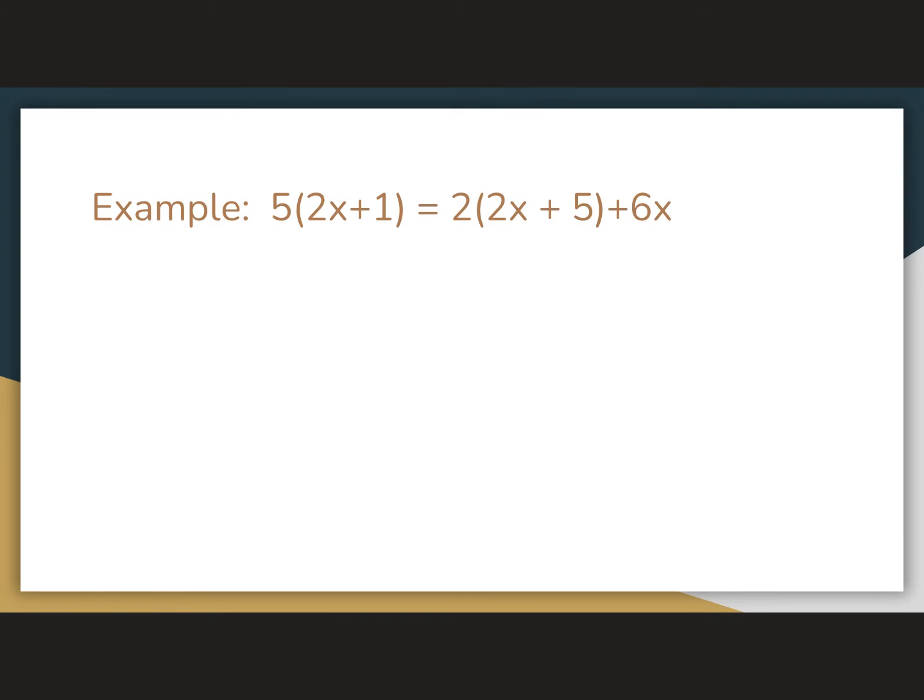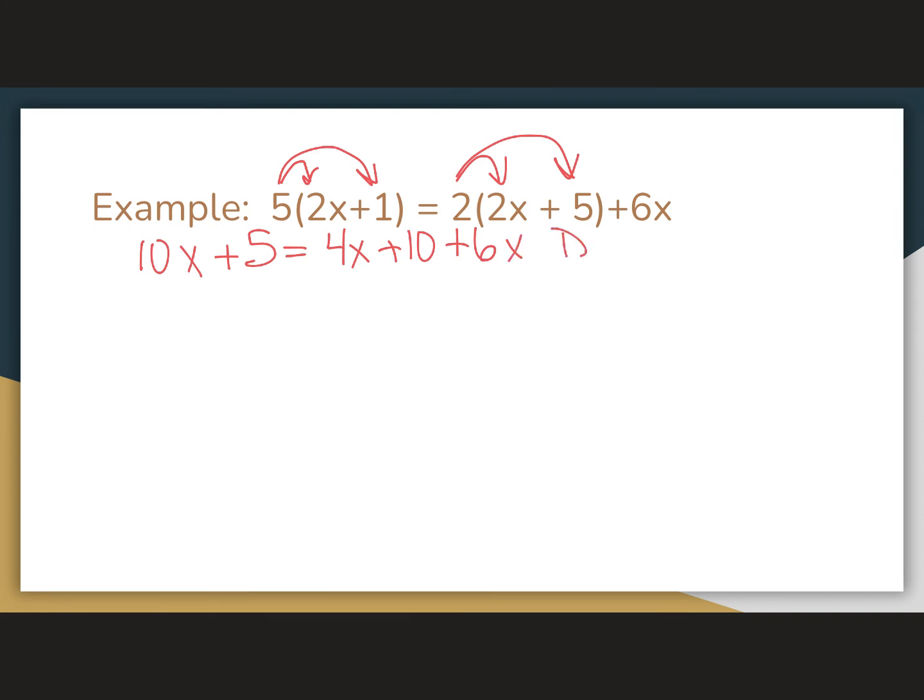So let's look at what we might do for an equation like this. In order to figure out whether this is always, sometimes, or never true, the first thing I'm going to do is try to simplify it. So I'm going to use my distributive property. 5 times 2x gives me 10x. 5 times 1 gives me 5. 2 times 2x gives me 4x. 2 times 5 gives me 10. So that was my distributive property.